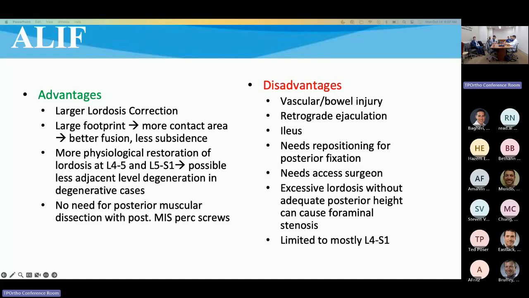When I did my fellowship, like a third of the way through the year, we just stopped doing ALIFs because the guy who had been doing our access, I think he got injured, he went on sabbatical, and the replacement was not super trustworthy, at least in my line of sight.